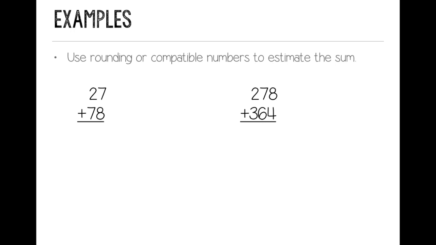Let's look at a few more examples. Let's start with 27 plus 78. What would we get if we rounded each number to the nearest 10?